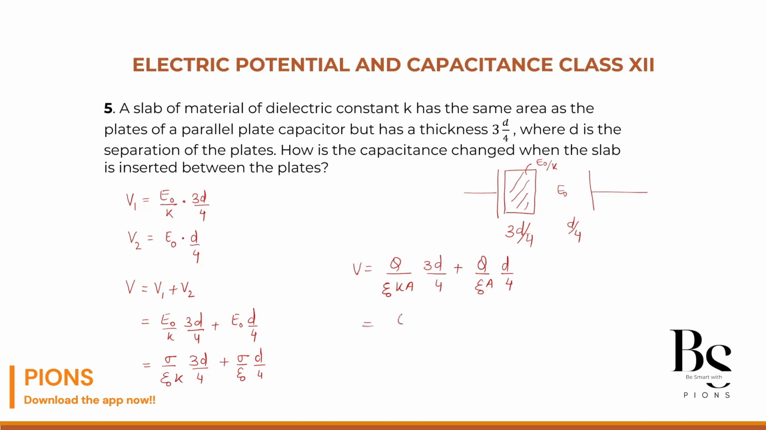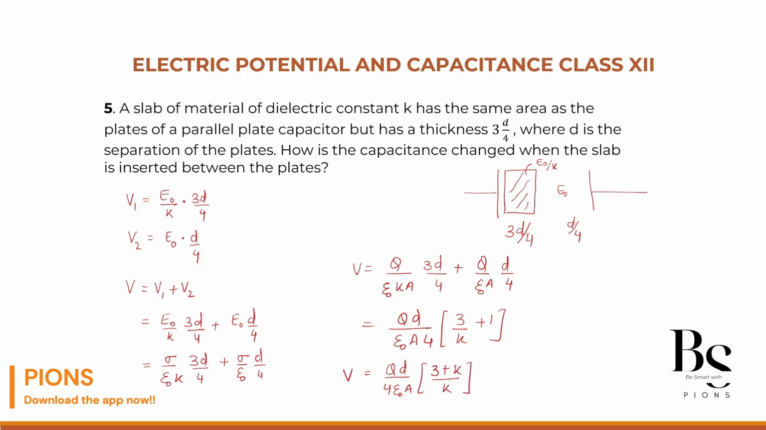Now what is common between both? Let's see. Sir, Q is there in both the terms in the numerator. D is also there in the numerator. Epsilon naught is there in both of them. A is there in both of them. 4 is there in both of them. So what are we left with here? 3 by K plus 1. Now this can be written as QD upon 4 epsilon naught A, into (3 plus K) upon K. Correct? This is our voltage.